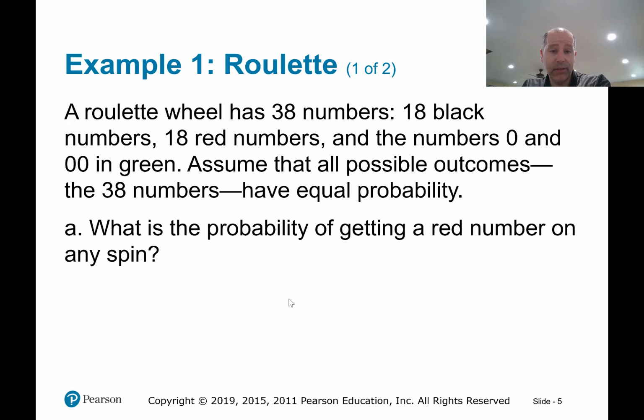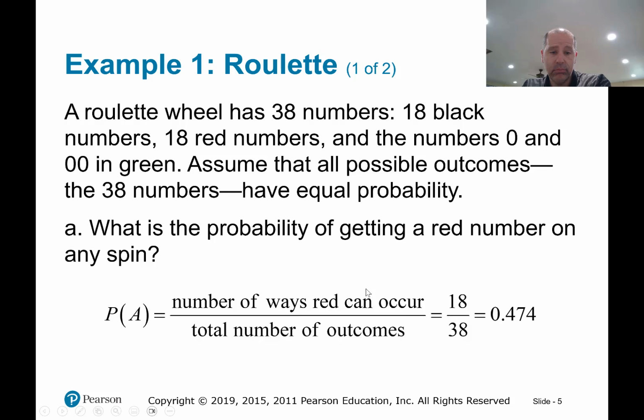spots that you can get, which there are 38. Right? So out of 38, there are 18 red. So it'd be 18 out of 38, which gives us 0.474. So it's less than a half, right? So 0.474.